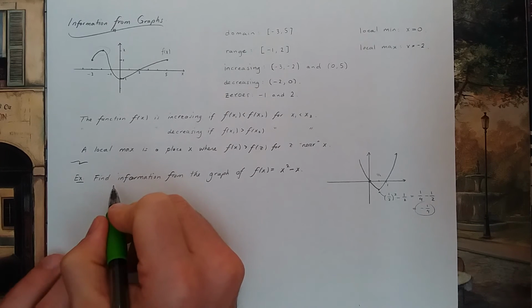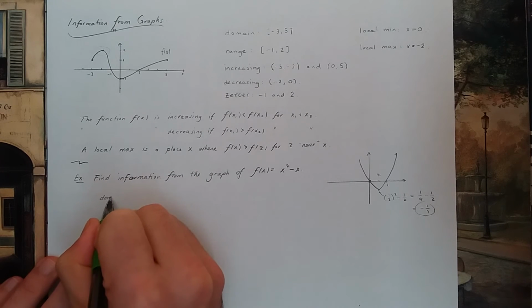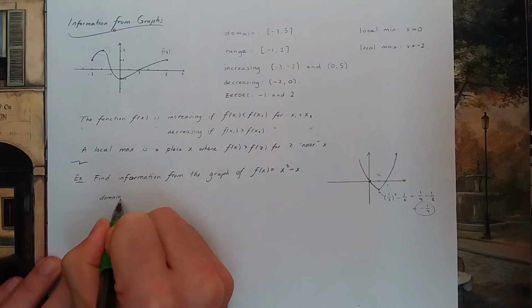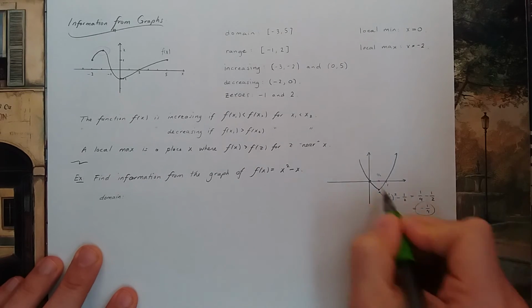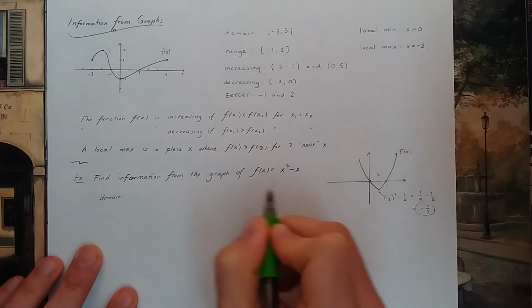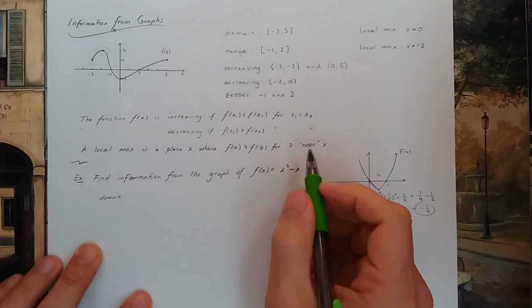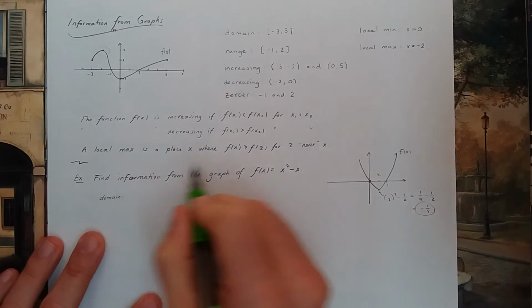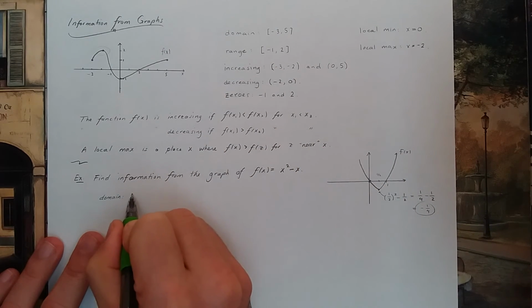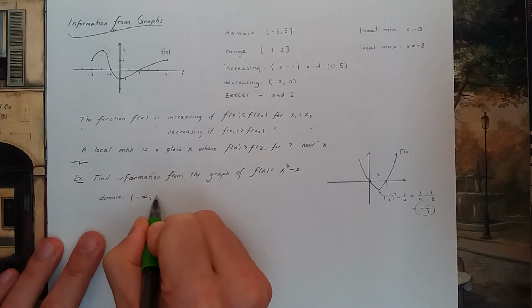So, what is the domain of this function? What are the x values I'm allowed to plug in to get out a height f of x? Well, in this case, there are no restrictions on the domain. I could plug in any real number I'd like. So this would be negative infinity to infinity.